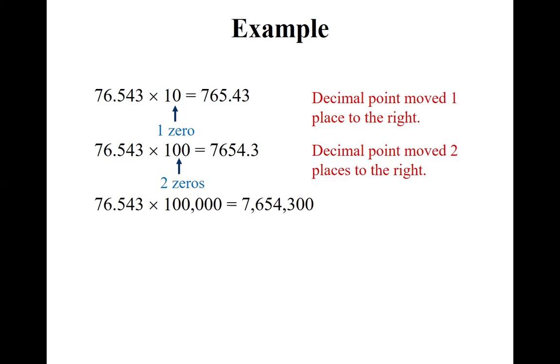Let's kick it up a notch. Times 100,000. That's 5 zeros. So the decimal point would move 5 to the right. 1, 2, 3, 4, 5. 7,654,300.